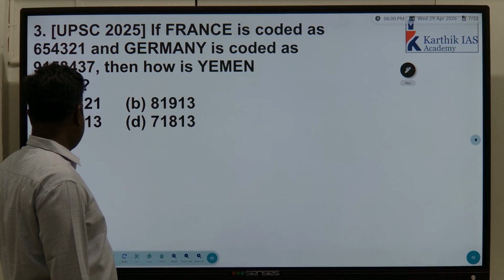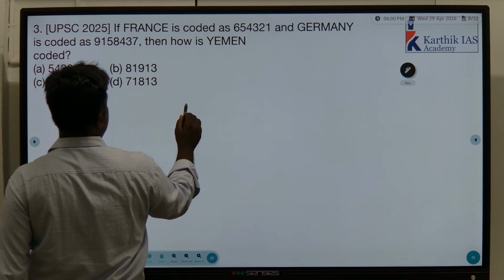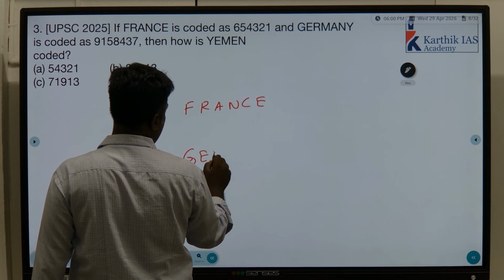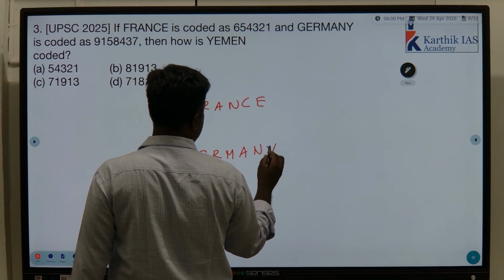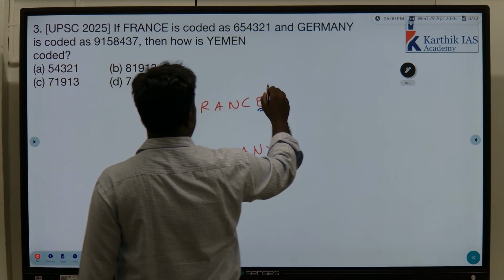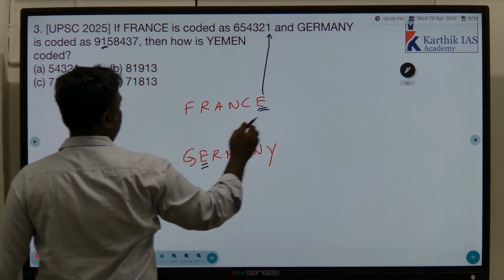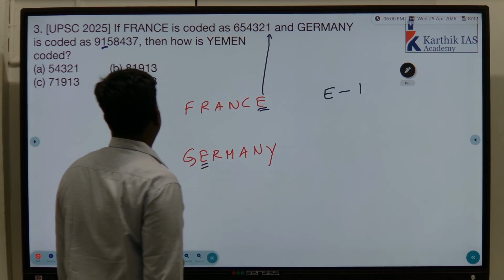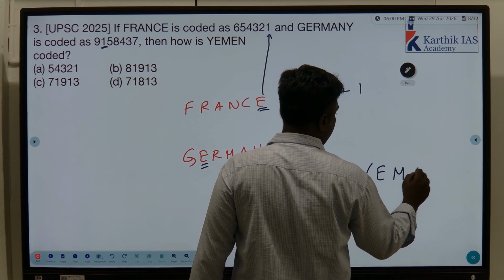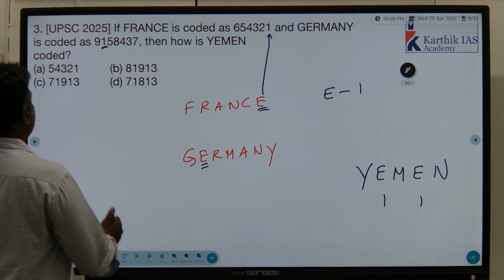France is coded as 645. See, compare these two, France and Germany. First and foremost, in both places I am seeing E. In France, the E is the last letter and is coded as 5. In Germany, the second letter is also E, which is 1. So E means 1; direct coding they have done. So for YEMEN, obviously this is 1 and this is 1. The remaining ones are eliminated.